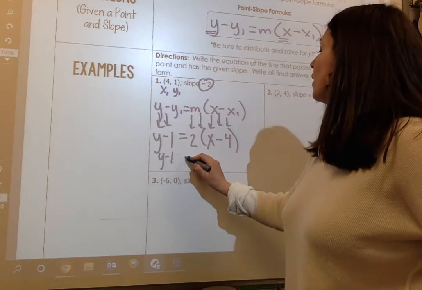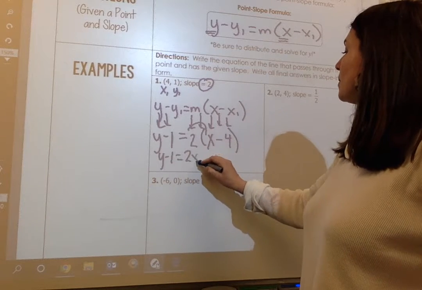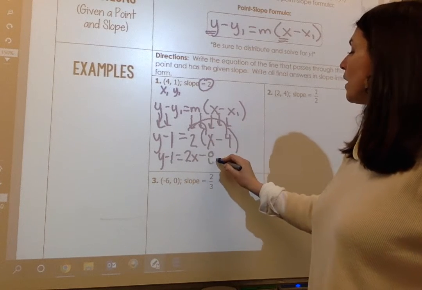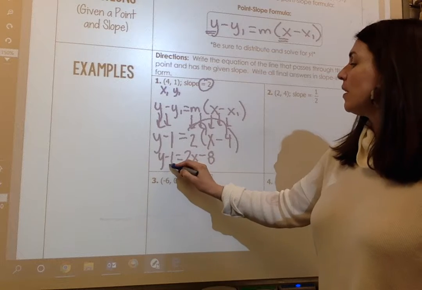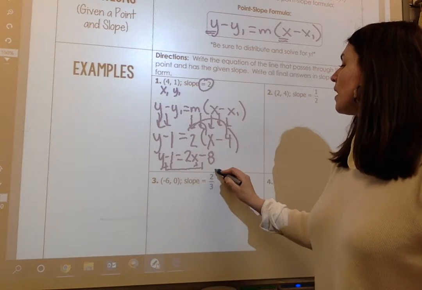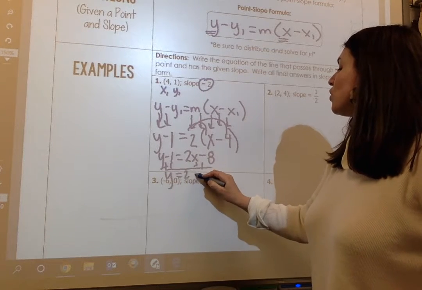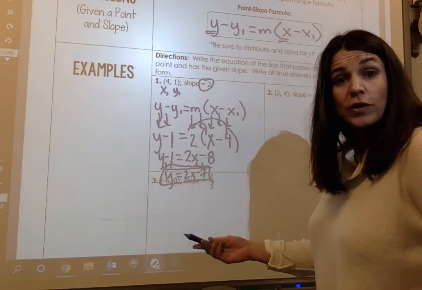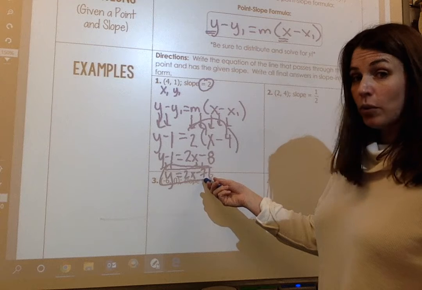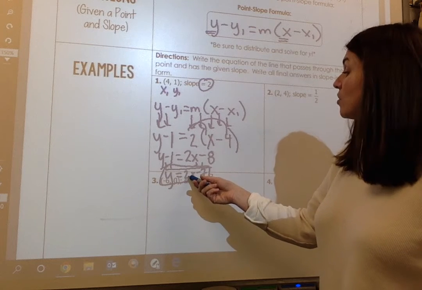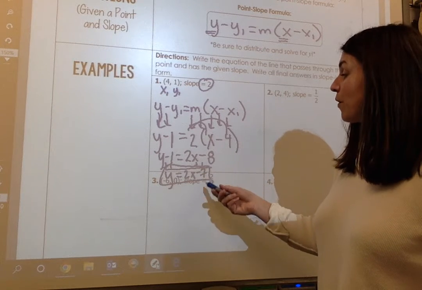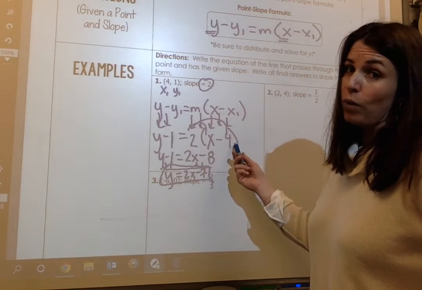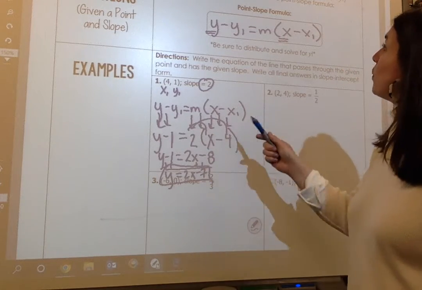So I have y minus 1 equals 2 times x, 2 times negative 4 is negative 8, and then I solve for y. Add 1 to both sides, and I get y equals 2x minus 7. And that gives me my slope-intercept form. Now I have my beginning point, which is negative 7. My slope is 2. So then from negative 7, I can go up 2 over 1. So that is the point-slope formula.